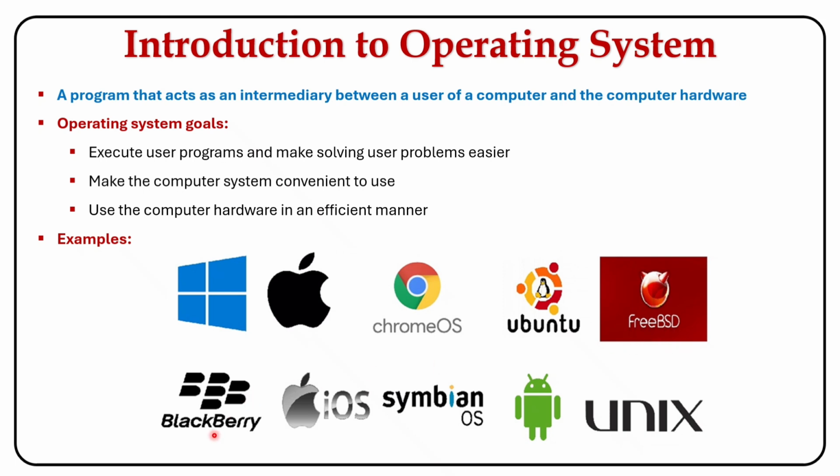Next, BlackBerry OS, an operating system that was used in BlackBerry smartphones. Next, iOS. It is Apple's mobile operating system for iPhones. Next, Symbian OS, an older mobile operating system used mainly in Nokia smartphones. Next, Android. It is Google's mobile operating system used in most smartphones. Finally, Unix. It is a powerful multi-user operating system widely used in servers and workstations.